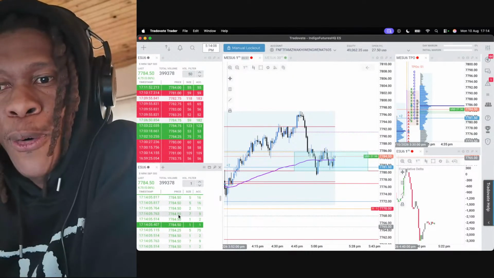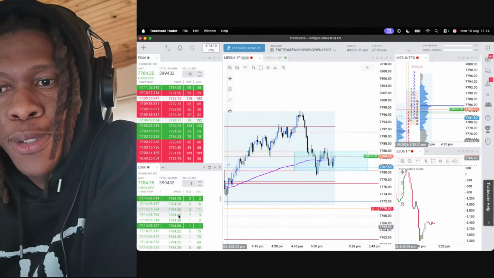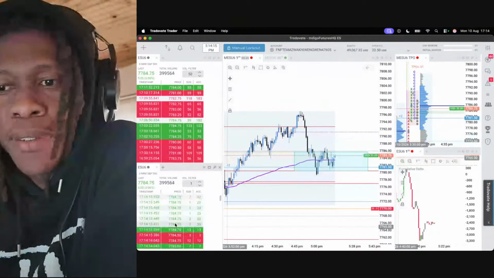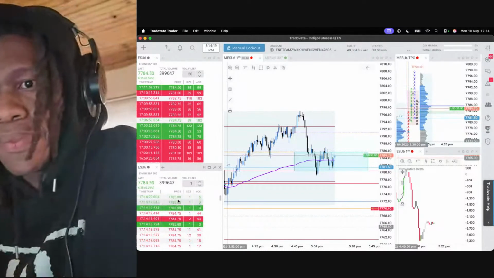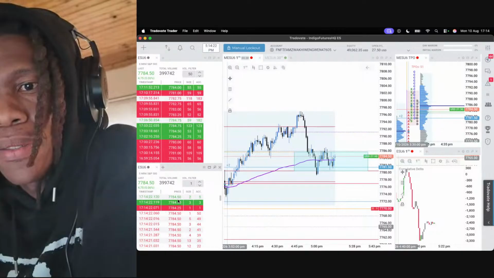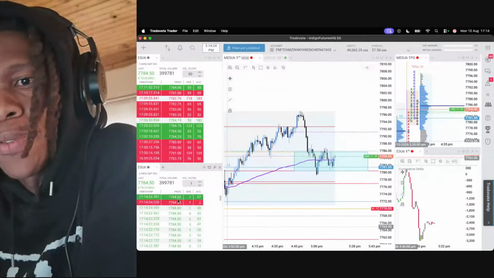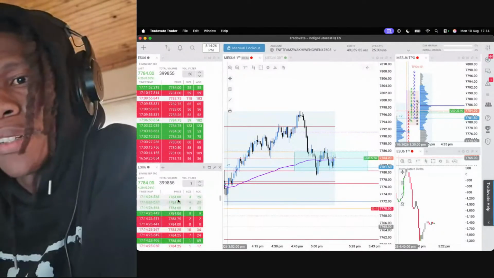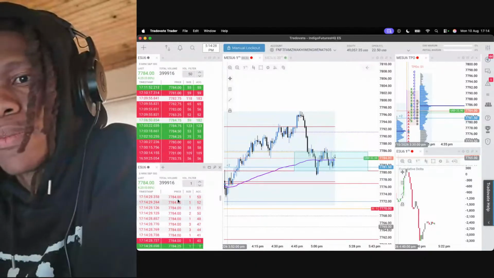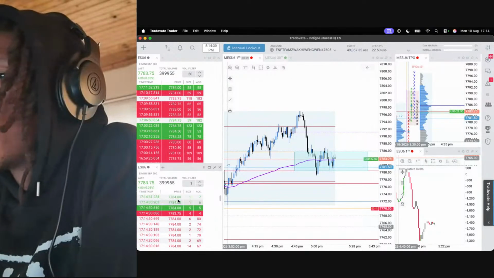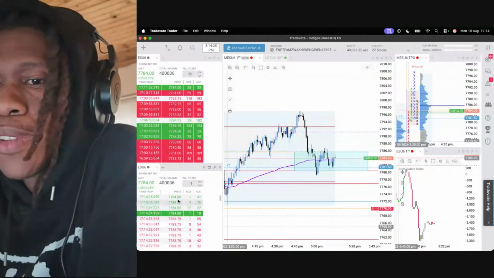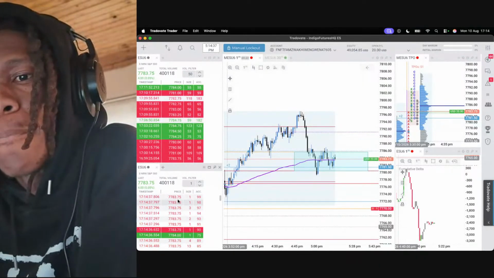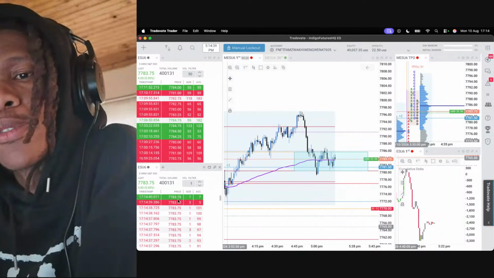Again, the way we're letting go of these 84s, 84.25, 84.50. Again, here we go again. 84.75, 85, 84.50, 84.25, VWAP 84.375.